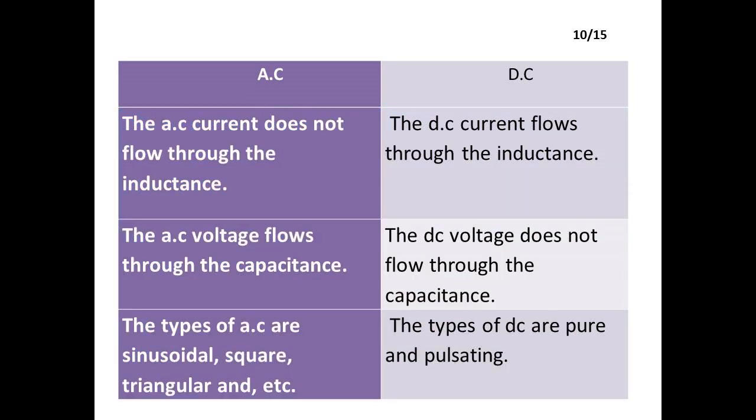The AC current does not flow through the inductance. The DC current flows through the inductance. The AC voltage flows through the capacitance. The DC voltage does not flow through the capacitance. The types of AC are sinusoidal, square, triangular and etc. The types of DC are pure and pulsating.